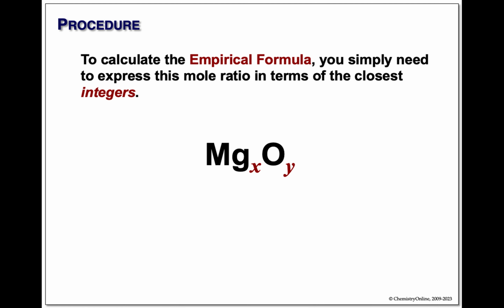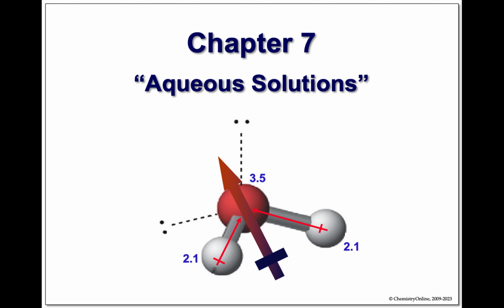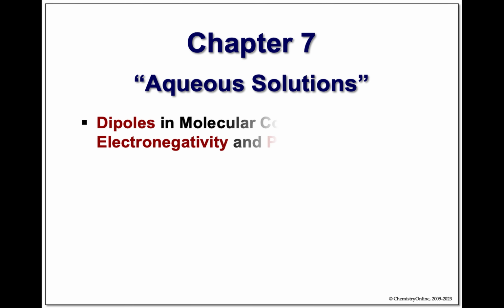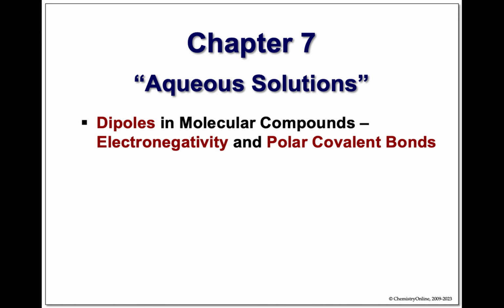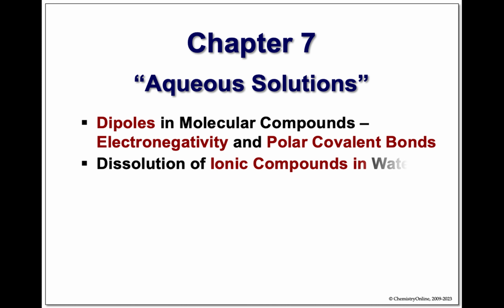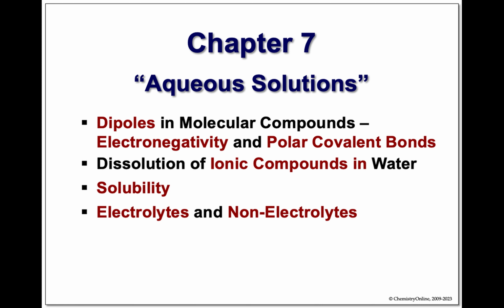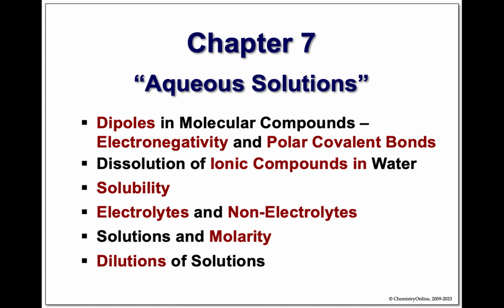All right, Chapter 7, Aqueous Solutions. In this chapter, we're going to talk about dipoles and polar covalent bonds, dissolution of ionic compounds, the concept of solubility and the nomenclature, electrolytes, non-electrolytes, solutions and the concept of molarity, and finally, dilutions. Starting here with polar covalent bonds.